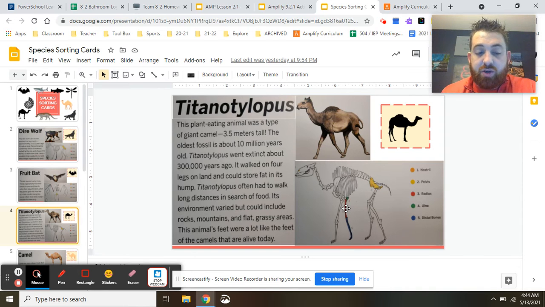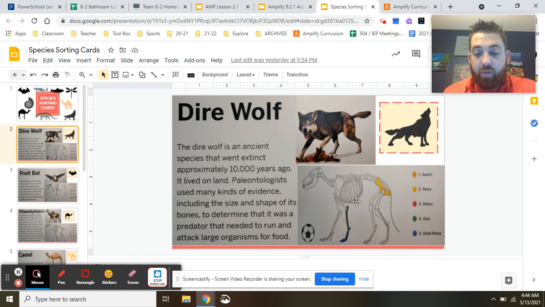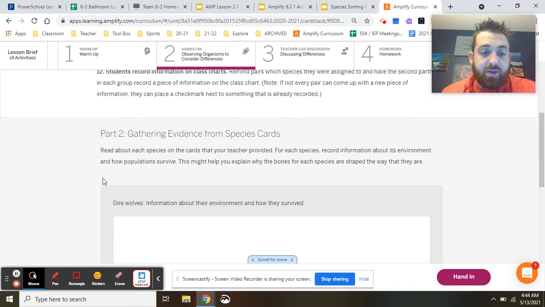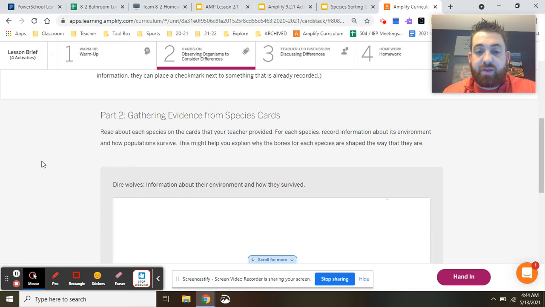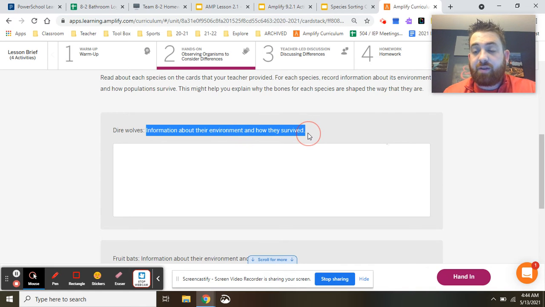So we're looking for evidence that we could use to support why this structure is slightly different from this structure, which is slightly different from this structure. And when we find that evidence as to why this bone is slightly different from these bones and these bones, this is where we're going to go into the Amplify page and record it. So gathering evidence from the species cards, we'd start with a dire wolf, and we're finding information about their environment and how they survived.